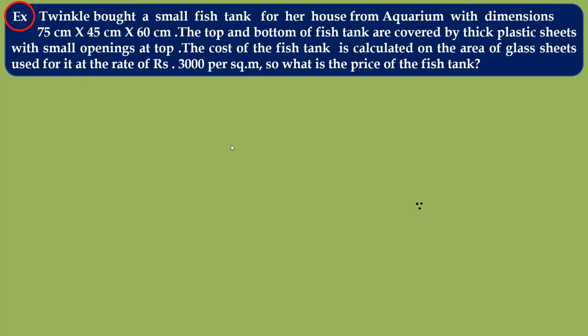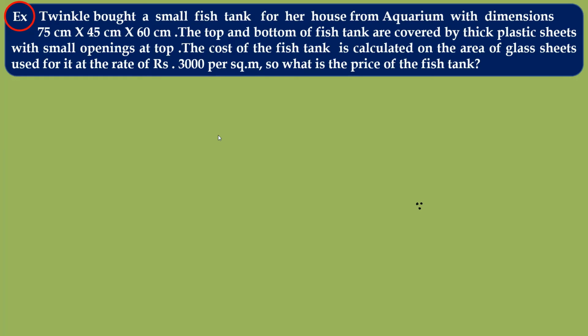Okay. Now we'll take one example based on this concept. Winkle bought a small fish tank for her house from aquarium with dimensions 75 centimeter into 45 centimeter into 60 centimeter. The top and bottom of fish tank are covered by thick plastic sheets with small openings at top. The cost of the fish tank is calculated on the area of glass sheets used for it at the rate of rupees 3,000 per square meter. So, what is the price of the fish tank?